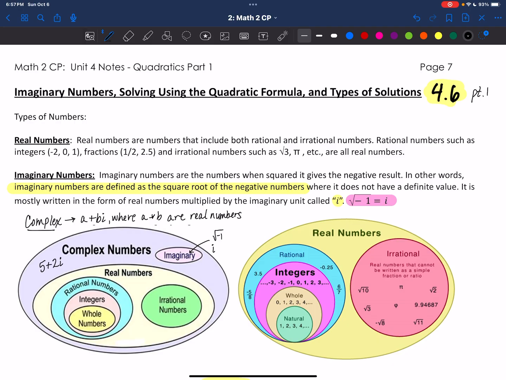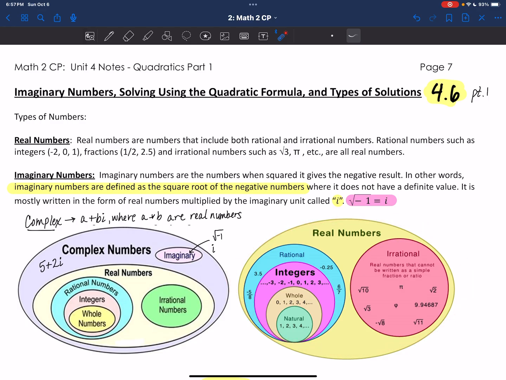Now, you have learned about real numbers, and real numbers are numbers that include both rational and irrational numbers. Rational numbers are your integers, and these are some examples: -2, 0, 1. Fractions like 1/2, and decimals like 2.5, which can also be written as a fraction. And irrational numbers such as square root of 3, pi, etc. Basically anything that's not a perfect root. And all of those are real numbers, and you've learned about those.